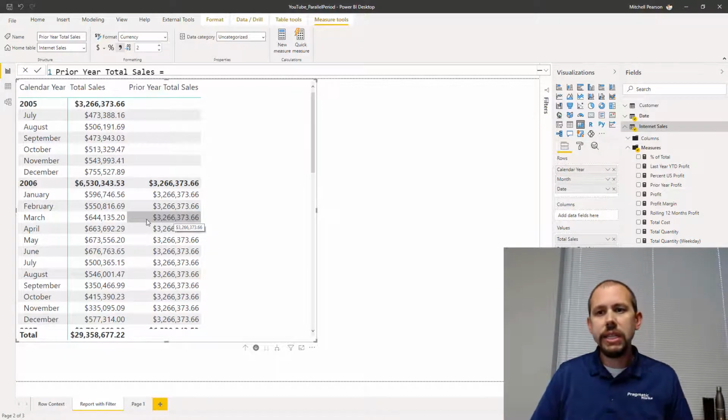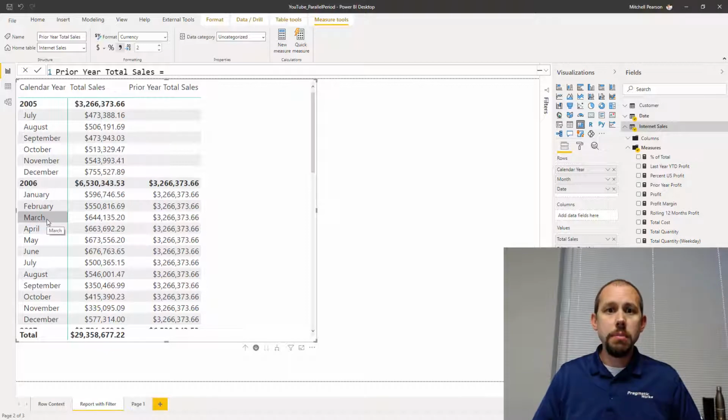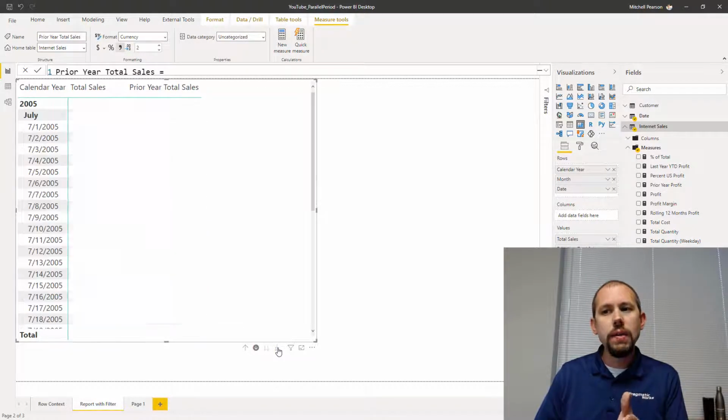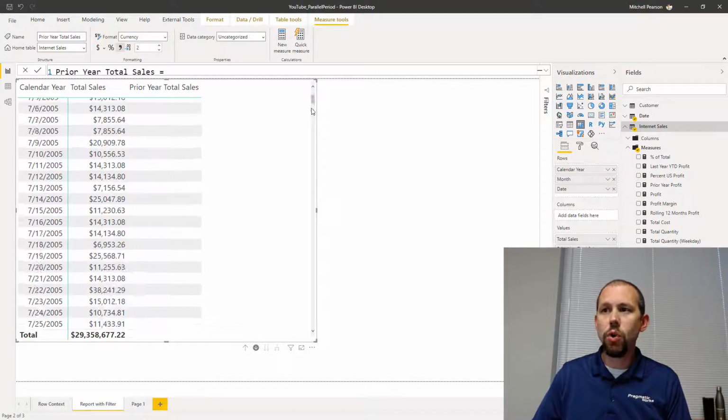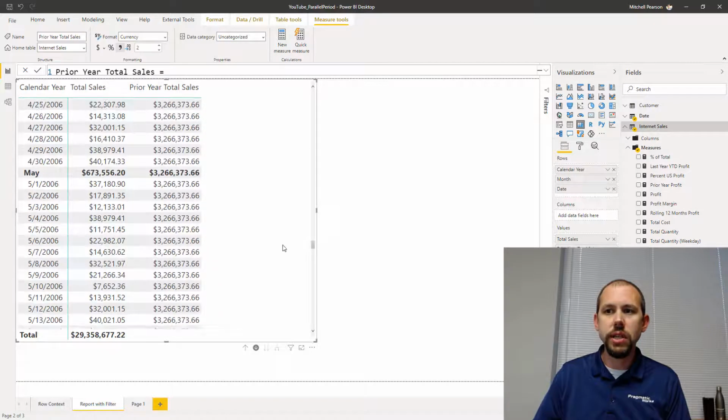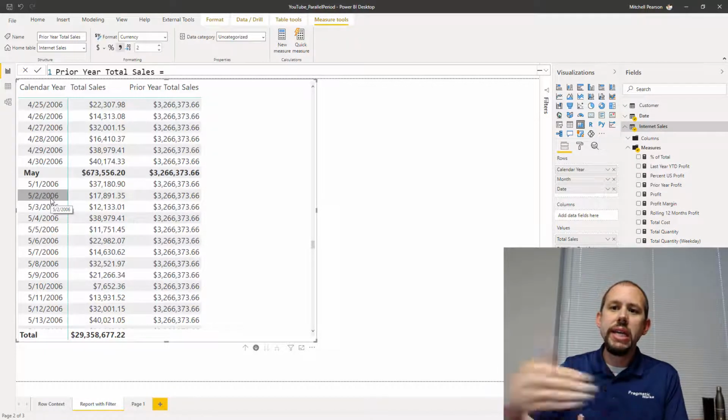It's effectively ignoring the fact that right here in this visualization, I'm at the month level. Right? It's effectively ignoring that fact. It's pretending like I'm not at the month level. It's going back and getting the entire year. And if I go down again and we go down to the individual day level, at which point, unfortunately, I'm going to have to scroll quite a bit to get to 2006 here. You'll notice even at the day level, it's ignoring that filter that's coming from May 2nd. And it's going back to the prior year and getting everything.